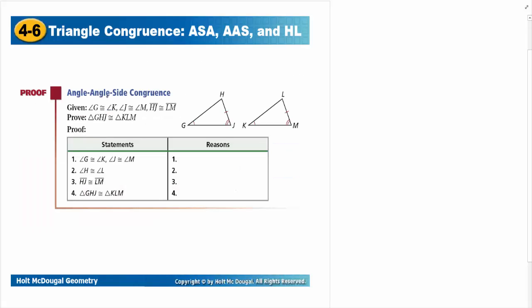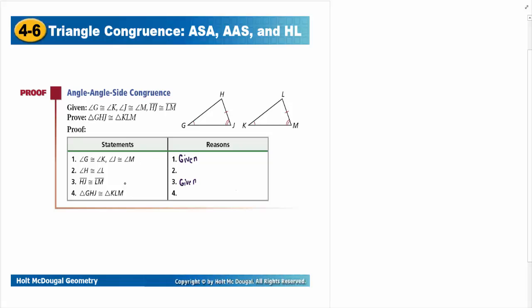So we have the proof. This is a theorem, so we're going to do a quick proof. You want to pause the video and write this one down. This is the proof of the angle-angle-side congruence theorem. In this one we have angle G congruent to angle K, which they gave us. Angle J is congruent to angle M, which they gave us. So I'm going to say given for my reason. They also have HJ and LM later on, so I'll put given in there while I'm at it.